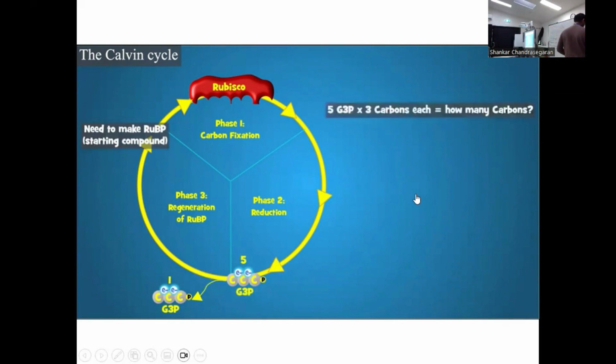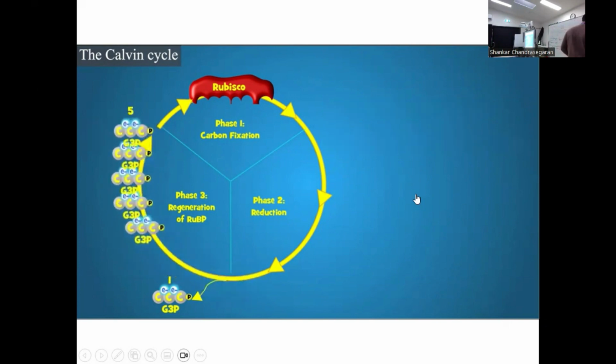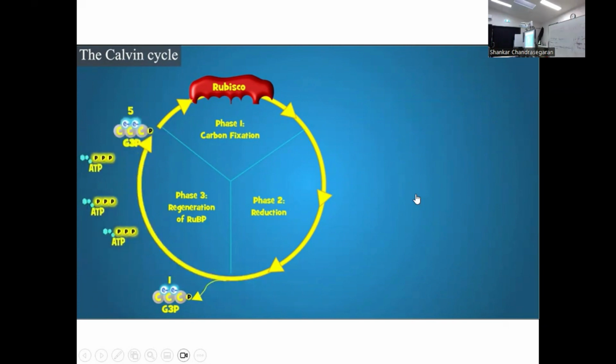Now, I'm going to give you a moment to think. If we have 5 G3P molecules, and each one has 3 carbons, how many carbon atoms do we have? Now that you have the answer, how many 5-carbon RuBP molecules can we make using those carbon atoms? I'm guessing that you figured it out. We can make 3 RuBP molecules. To do this, energy is required. Can you guess where that energy comes from? You said ATP. You are right.